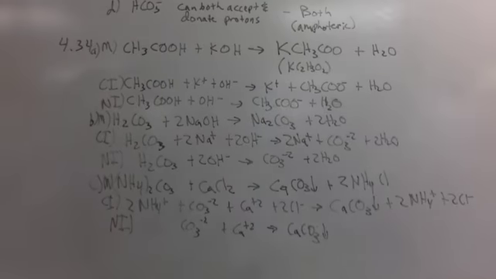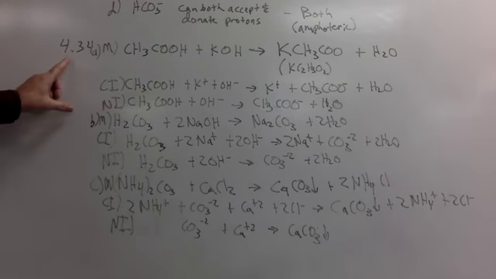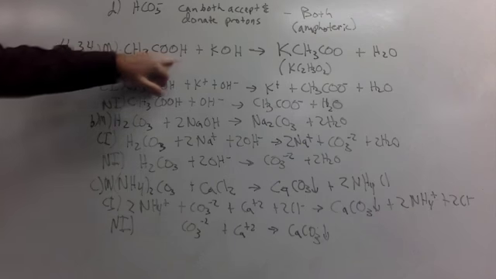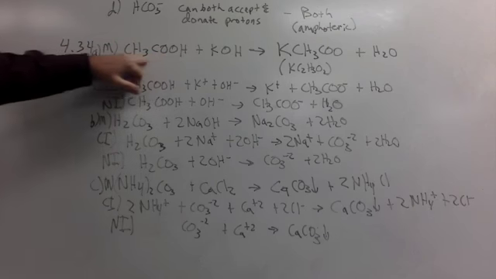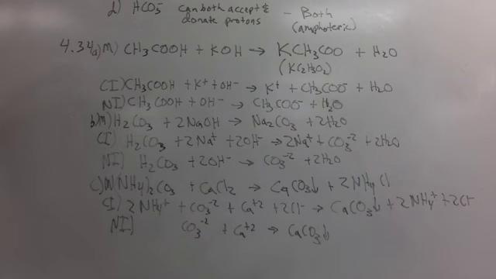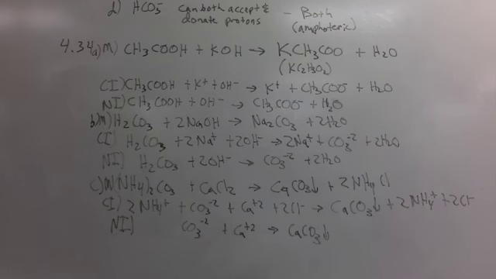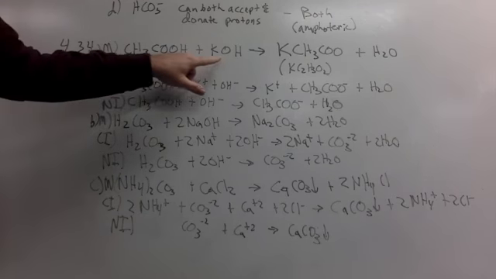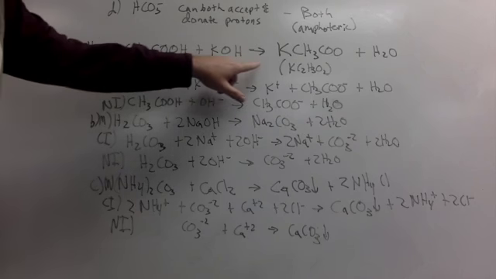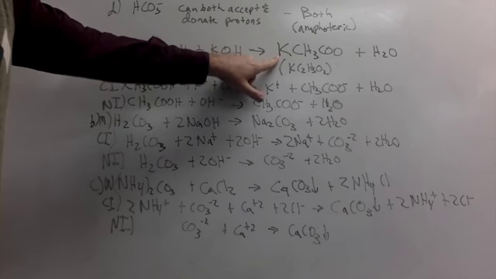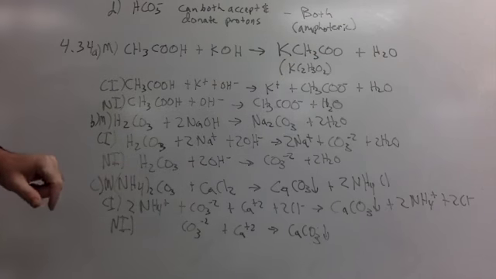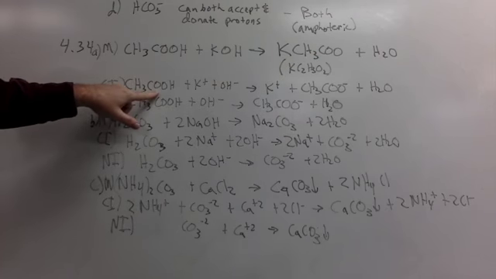Okay, the second question here, 4.34, writing some molecular, complete ionic, and net ionic equations. This is the way that you often see acetic acid written. I prefer HC2H3O2, but a lot of books and the AP test might use CH3COOH. Acetic acid plus potassium hydroxide is going to make potassium acetate and water. Acetic acid in the complete ionic should be unionized because it's weak.